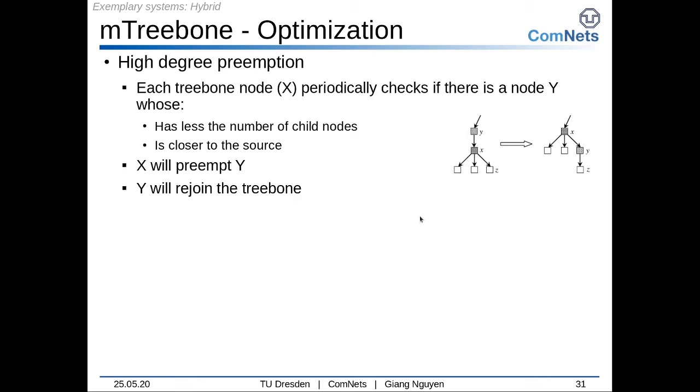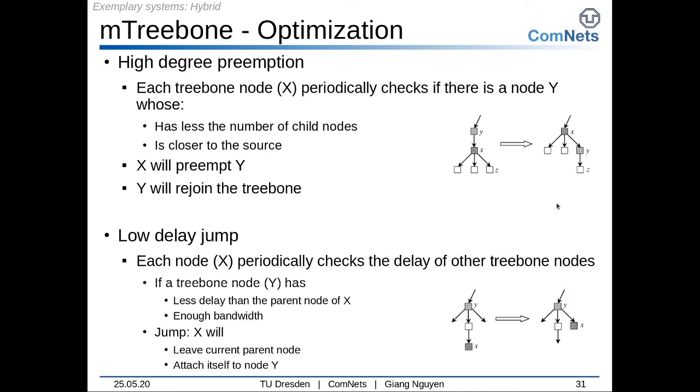So by applying the high degree preemption, X will preempt the position of Y, because here we can reduce the overall latency for X and also its child nodes. And then we attach Y to one of the child nodes of X. So in this case, X will go up, and Y goes down as a child node of X.